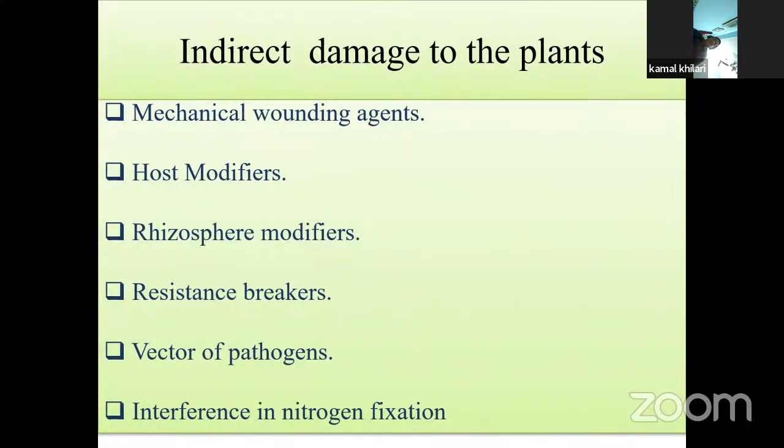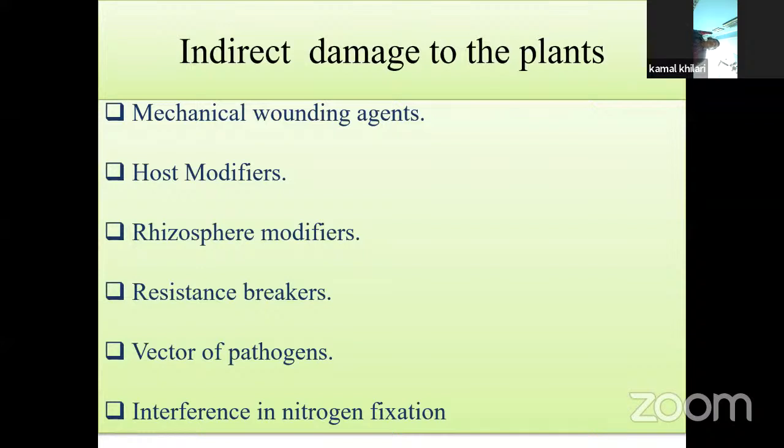So these nematodes are harmful to the plant directly as well as indirectly. How are they indirectly damaging the plant? One is mechanical wounding. Suppose nematodes are feeding externally on the root system. There is a death of some of the cells on the root. On these dead areas, some secondary saprophytes can grow on the dead and decaying material. If there are secondary saprophytes, they may cause rotting of the roots.